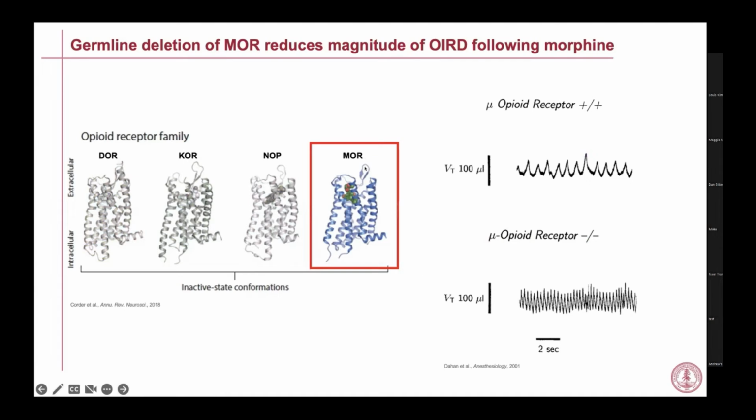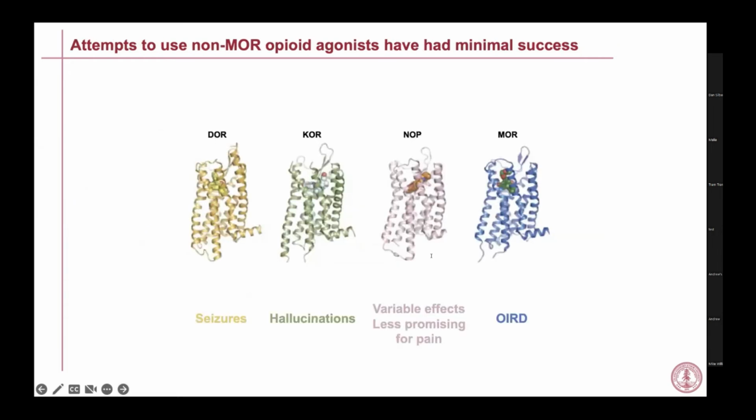So when you remove the mu opioid receptor from mice and administer morphine, you see that there isn't the expected change in respiratory rate or patterning that's observed in intact mice. Because of this, attempts have been made to develop non-mu opioid receptor agonists with the hope of providing pain relief without respiratory changes. However, while some of these do spare respiration, most of these agonists have had their own harmful side effects and have not been widely adopted in clinical pain management.